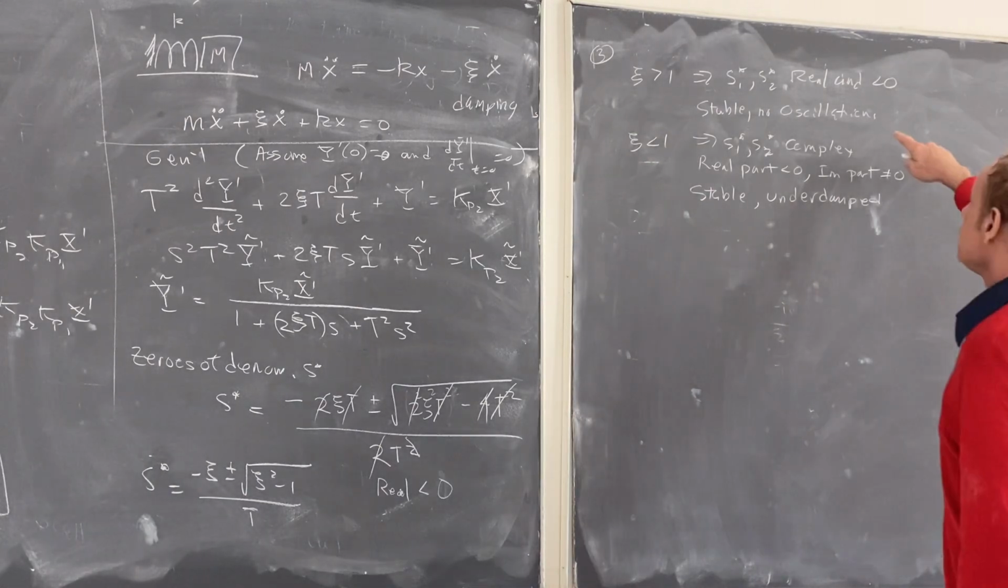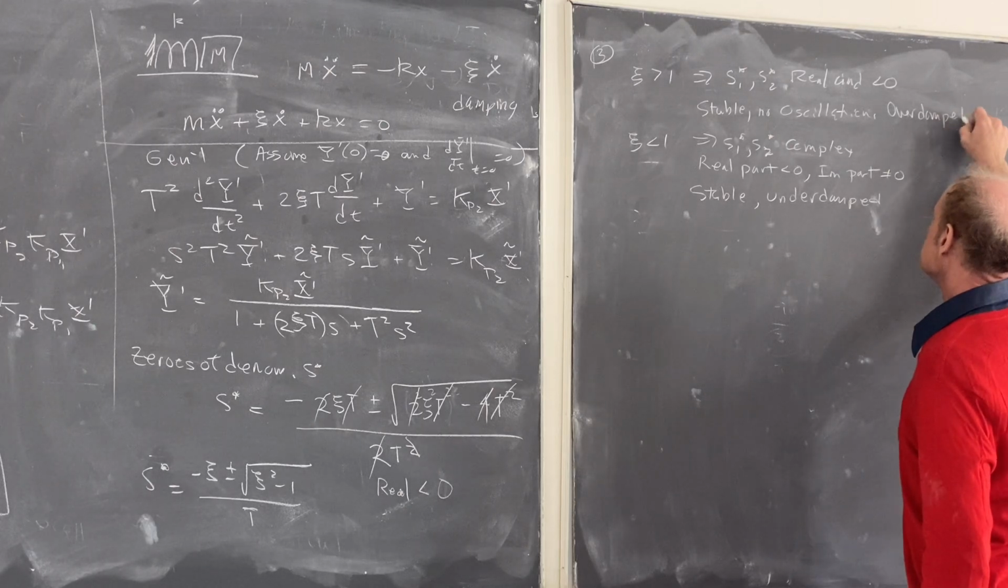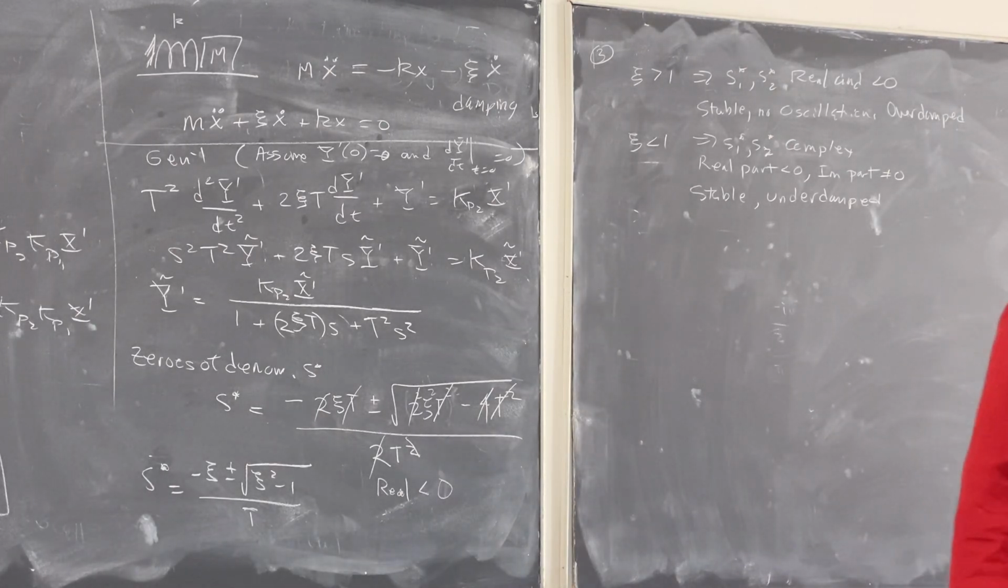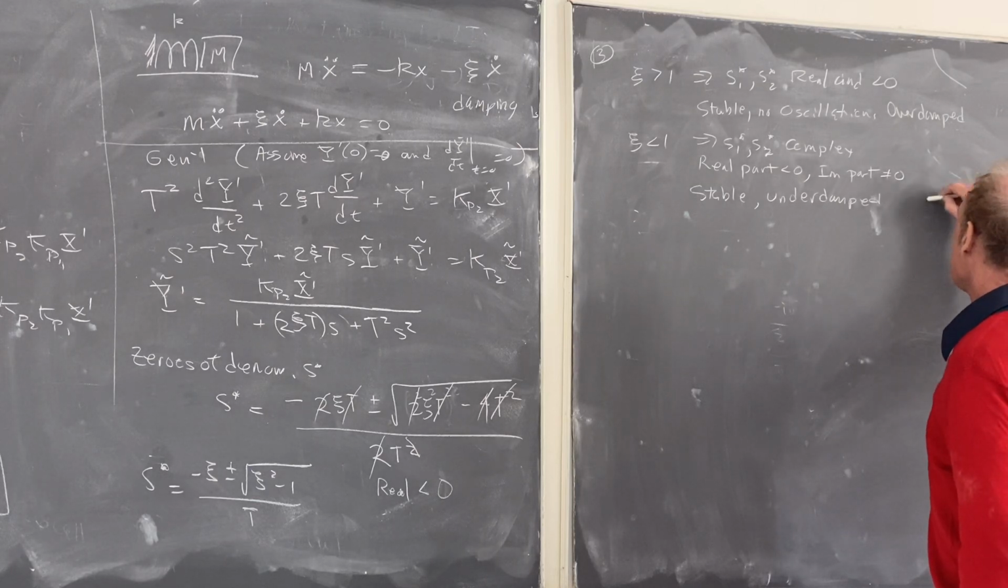This one, no oscillation, is overdamped. Who knows why they call it overdamped, underdamped? Who cares? It's just a name. That is, this one decays exponentially, and this one oscillates and decays.